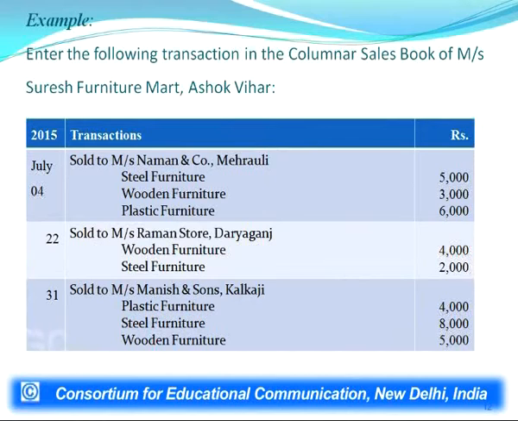Now, we also see one example. Enter the following transactions in the columnar sales book of Messrs. Suresh Furniture Mart. 2015 dates for July are given and transactions are given. Goods sold to Messrs. Naman and Company: steel furniture, wooden furniture, plastic furniture. So, basically the firm is dealing in furniture of all types: steel furniture, wooden furniture and plastic furniture.